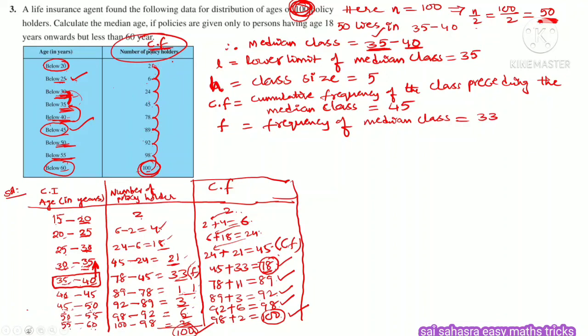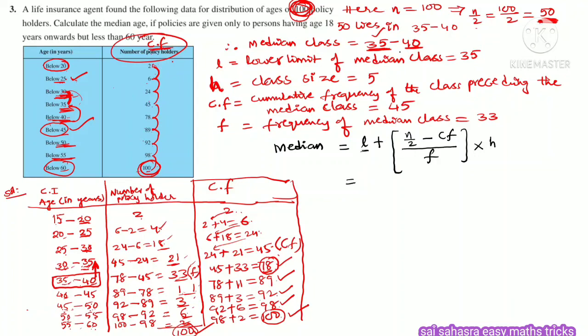Next we need to write the median formula. Median is equal to L plus, bracket, n by 2 minus Cf divided by F, into H. All these values, the L value, the H value, we have to substitute in this formula.